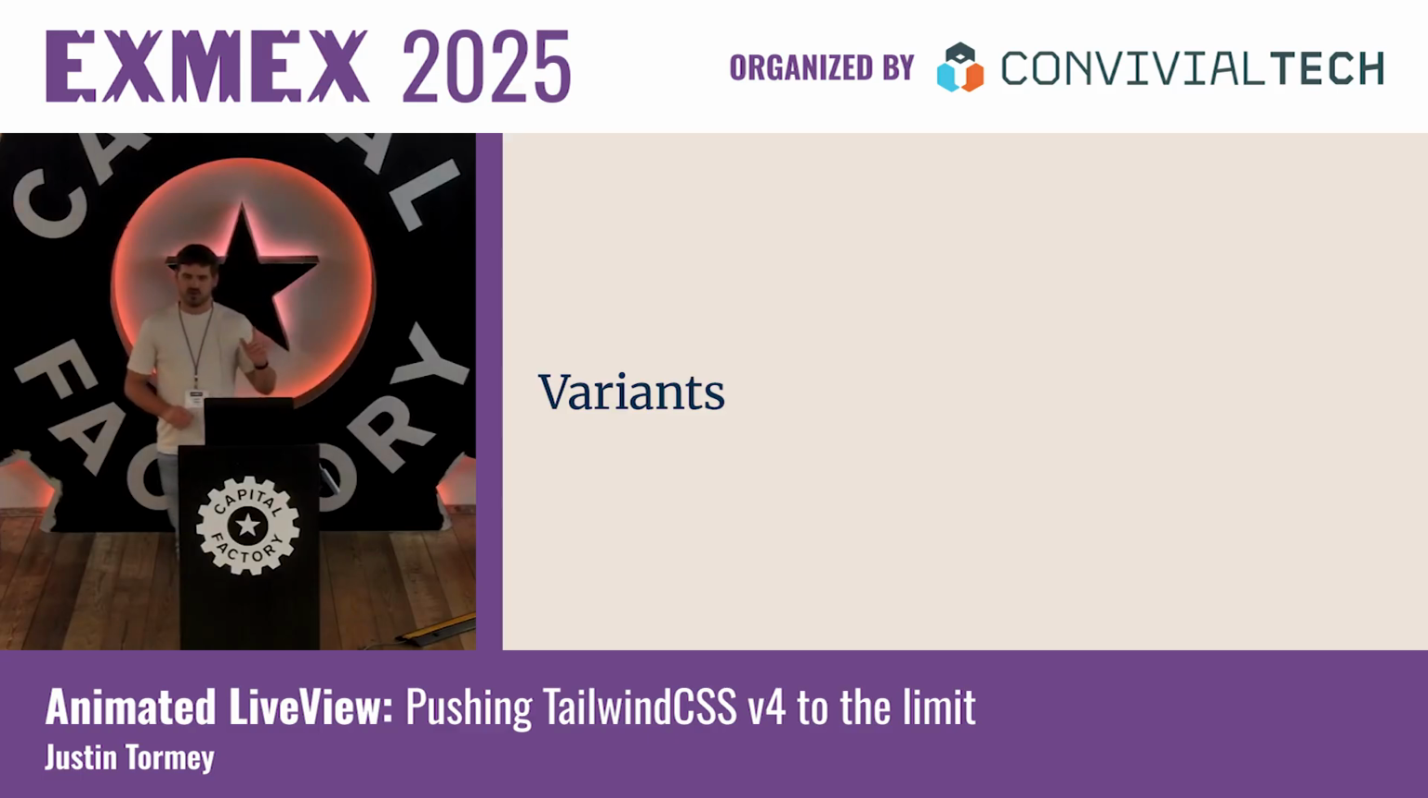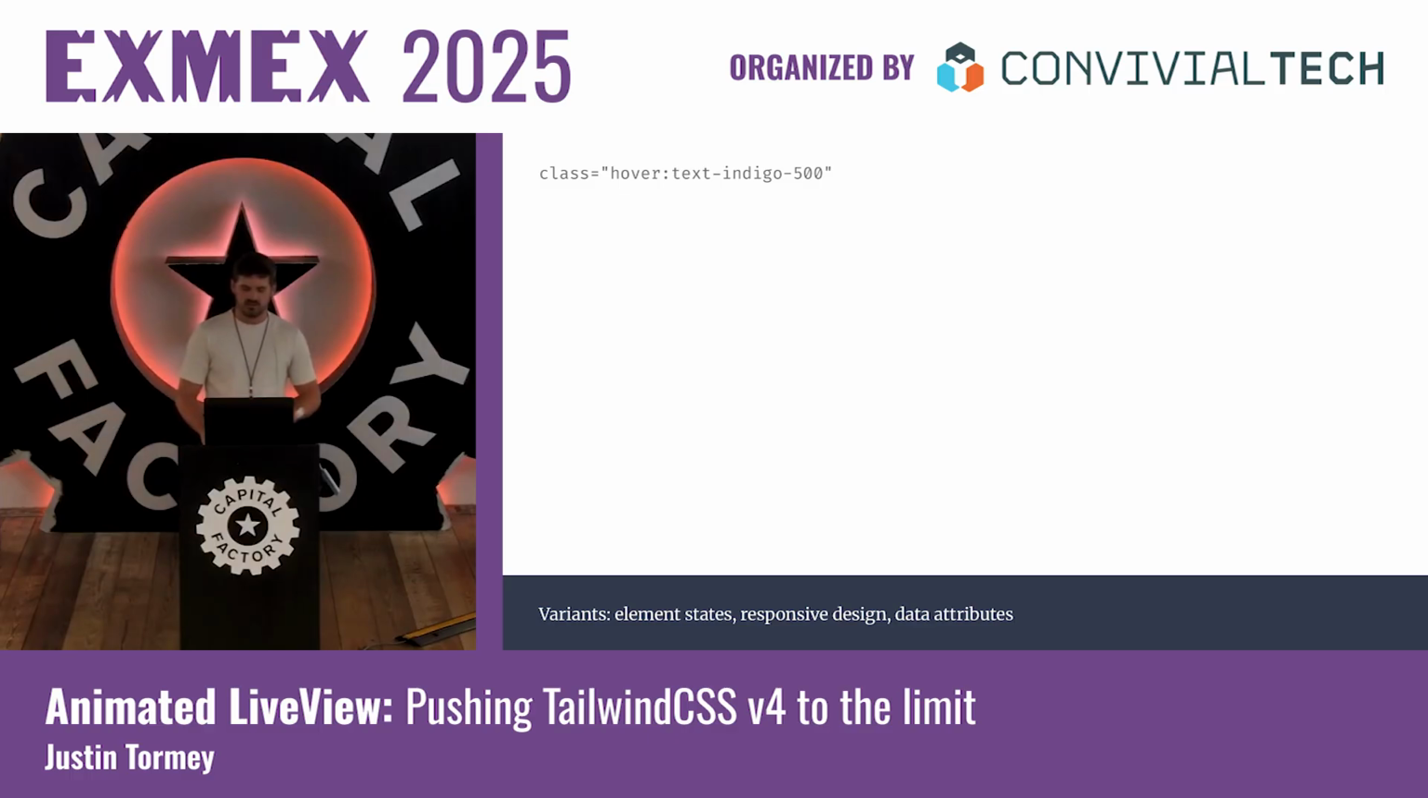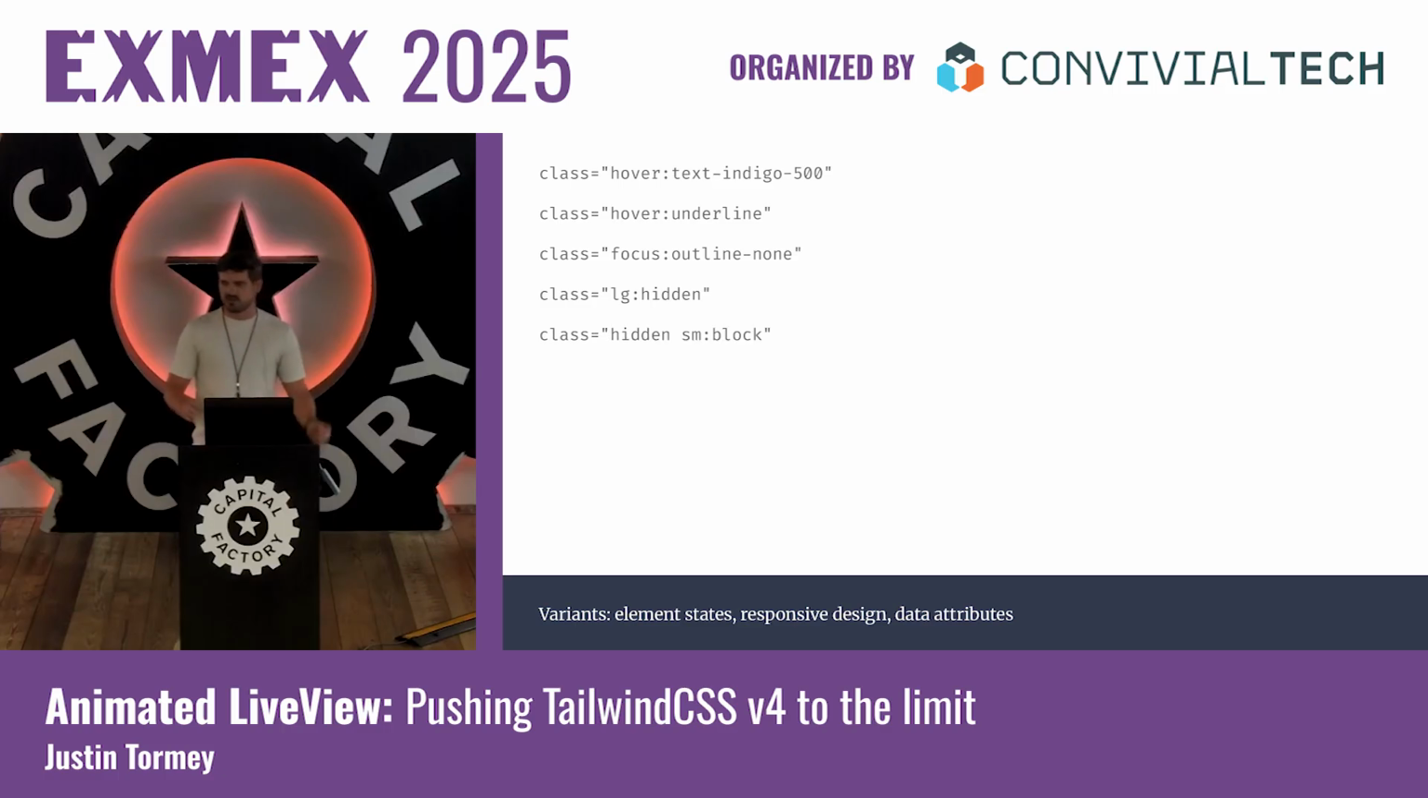The first thing I want to talk about are variants, and this is a way to take a base Tailwind class and modify it so that it only exhibits its behavior in certain scenarios. So for example, text that's only indigo when you hover over it, underline on hover, removing an outline when an element's focused, hiding on large screen sizes, and these can actually combine. It uses CSS's specificity rules so that you can have an element that's hidden usually, and then on small screen sizes is shown with display block.